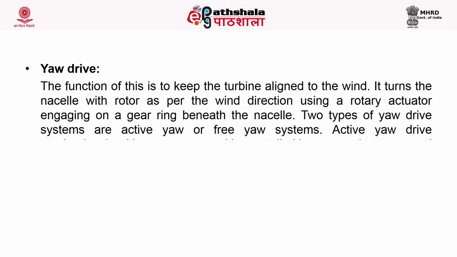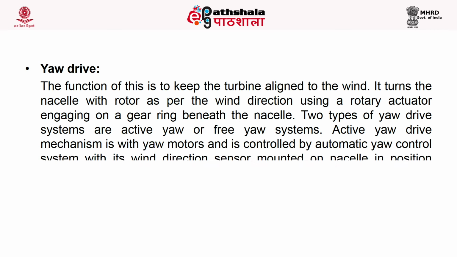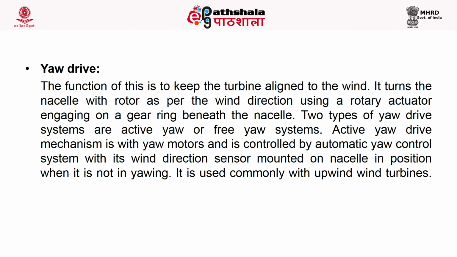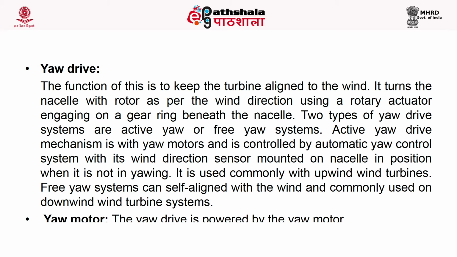Two types of yaw drive systems are active or free yaw systems. Active yaw drive mechanism is with yaw motors and is controlled by automatic yaw control system with its wind direction sensor mounted on nacelle in position when it is not in yawing. It's used commonly with upwind wind turbines. Free yaw systems can self-align with the wind and it is commonly used on the downwind wind turbine systems. And it is powered by the yaw motor.